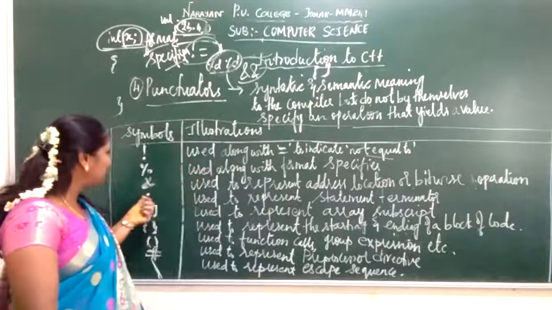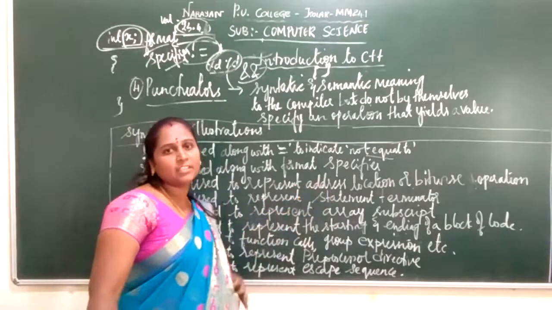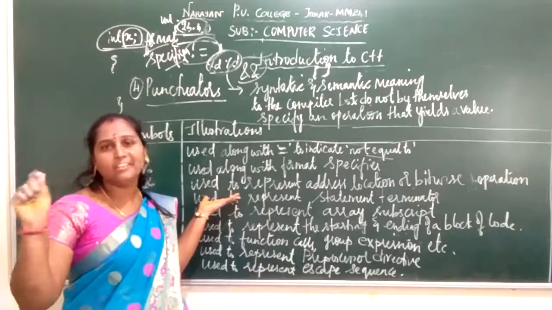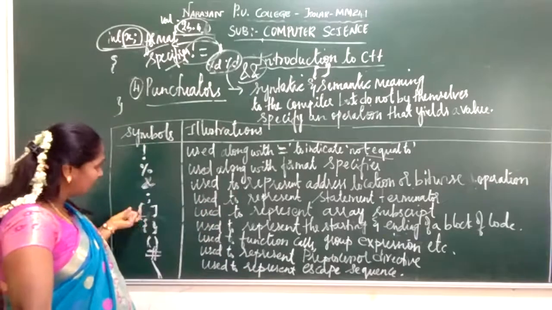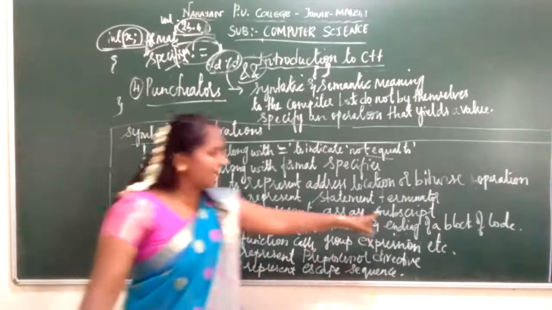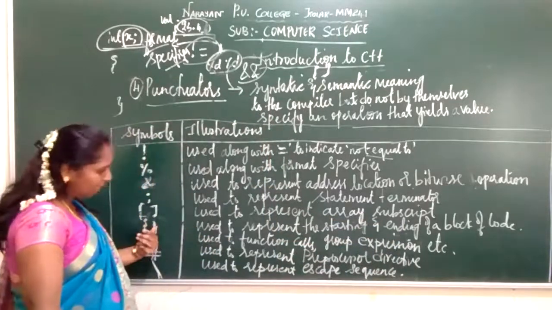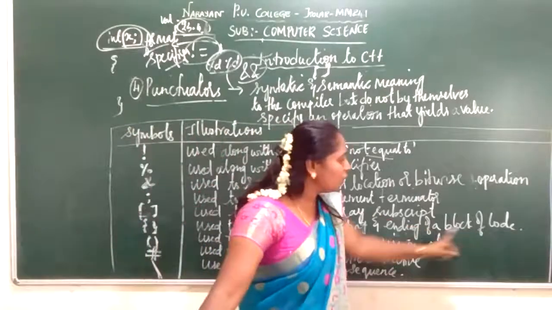Next, semicolon. This is used to terminate the statement. A statement should be terminated; if you want to end that particular statement, it should always be ended with a semicolon. Next you have square brackets. This is used to represent the array subscript. Next you have flower brackets, the open and close of curly braces, used to represent the starting or ending of a block of code.